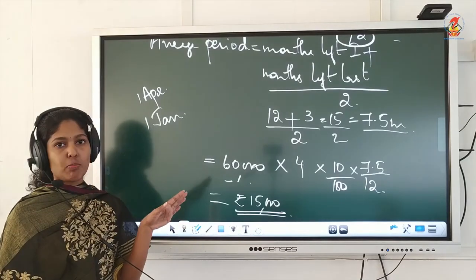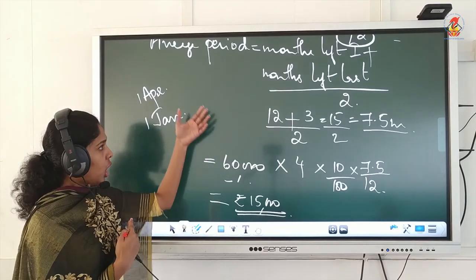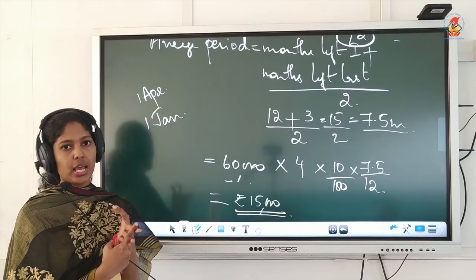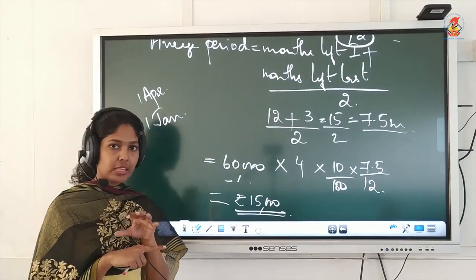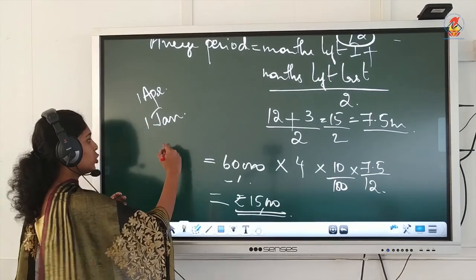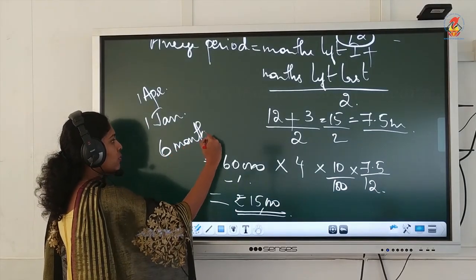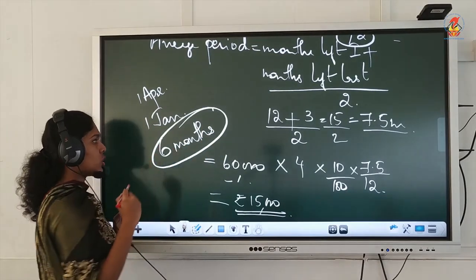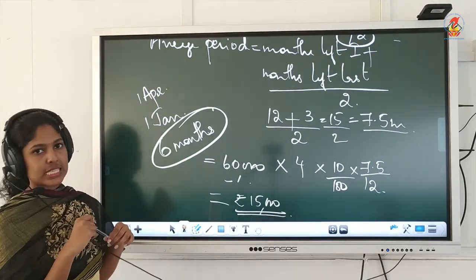Now, if nothing is mentioned regarding when the partner is withdrawing, in all these situations we had some hint like beginning, middle, end and so on. If nothing is mentioned, like no date is given in the question for when the partner is withdrawing, assume the time period as 6 months. Always you have to consider the time period for interest on drawings, and if no date is given, you have to take it as 6 months.